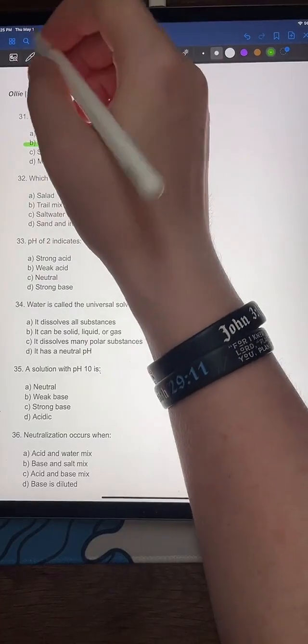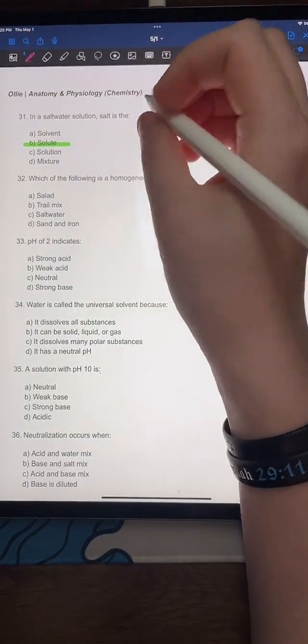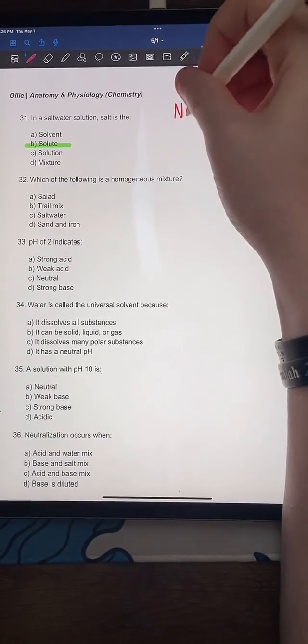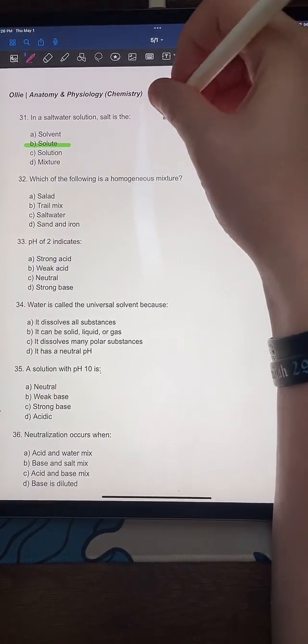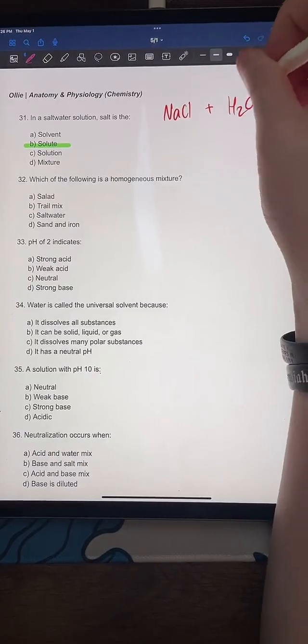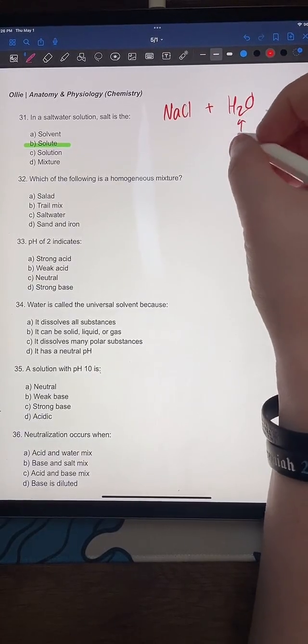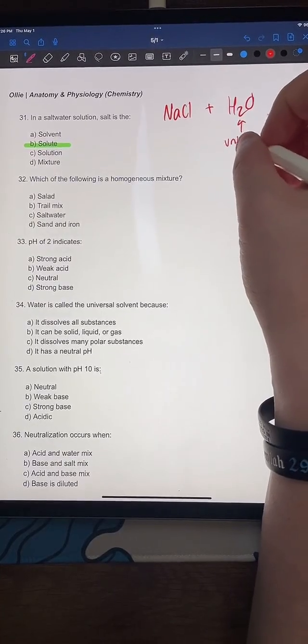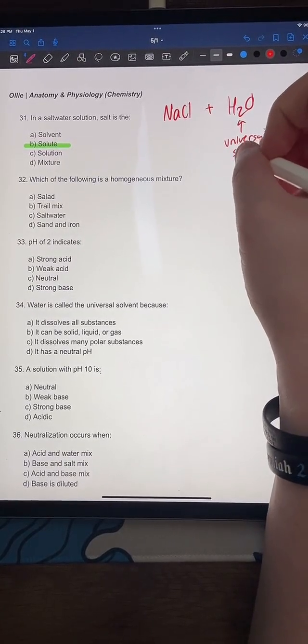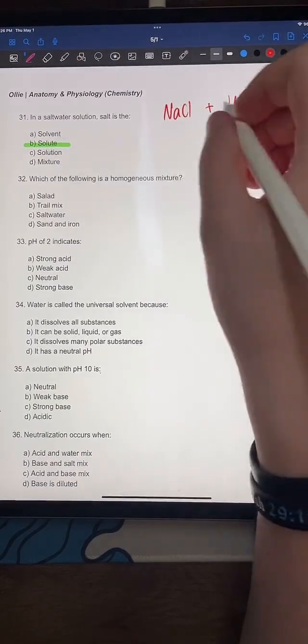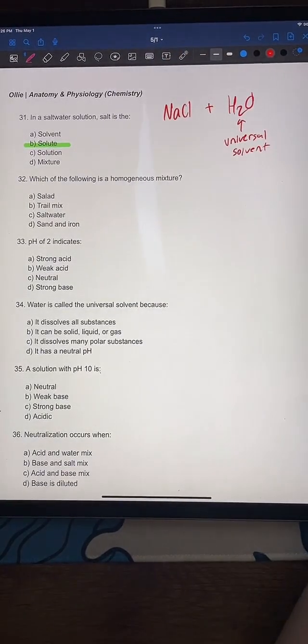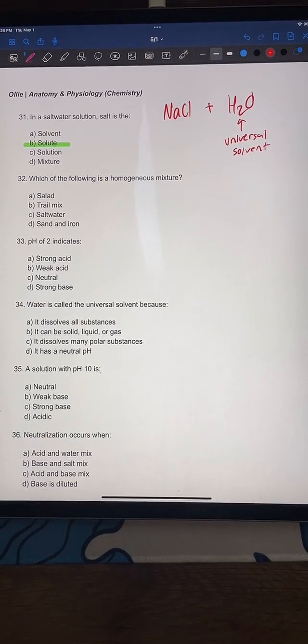But again, the answer would be B. It would be solute. So in a saltwater solution, we have salt, NaCl, and water, H2O. Water is what's known as a universal solvent. So water would be our solvent, salt would be our solute. The solute is the substance that is dissolved, and the solvent is what does the dissolving. So in this case, salt is what is dissolved, making it the solute. Water is doing the dissolving, making it the solvent.